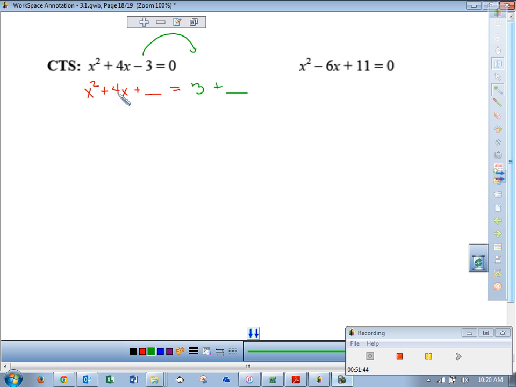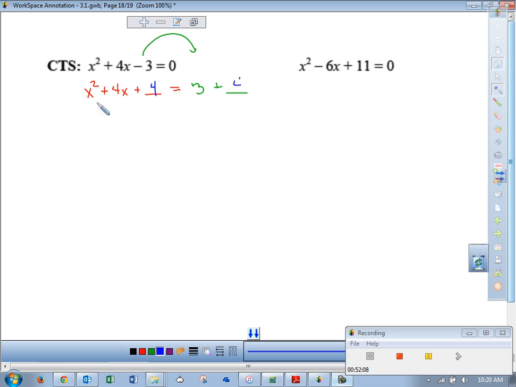How do you complete the square? Take half the b value. Reason why you want it to be even, because doesn't half of an even number come out nice? What's half the b value? It's 2. Then square it. What do you get? 4 goes into this blank. If I add 4 to the left side of the equation, I have to add 4 to the right side. The reason why we did that is because this is now a perfect square trinomial. We are completing the perfect square trinomial.